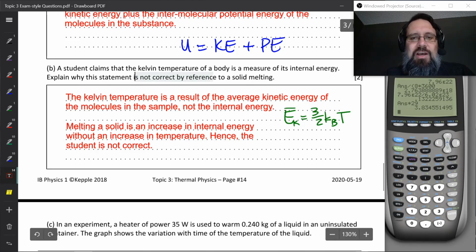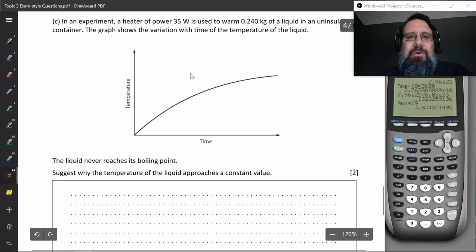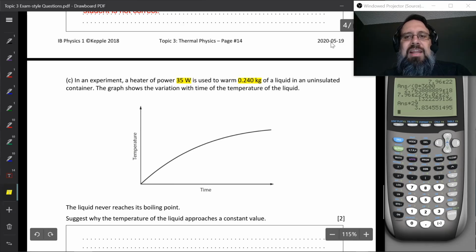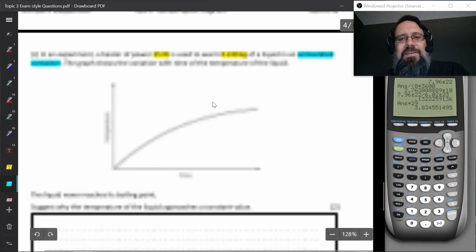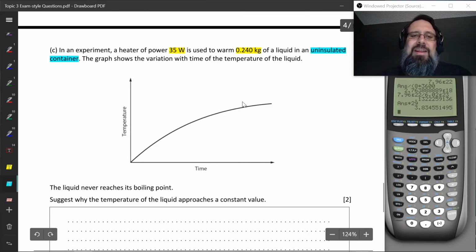The Kelvin temperature of an ideal gas is a measure of its internal energy, but that is not true for any body. In an experiment, a heater of power 35 watts, so that's important, heater power 35 watts, is used to warm 0.240 kilograms of a liquid in an uninsulated container. So this is the most important part of this question: uninsulated container. This is one of the problems that students have with physics: a seemingly innocuous statement ends up being the most important thing in this whole problem.